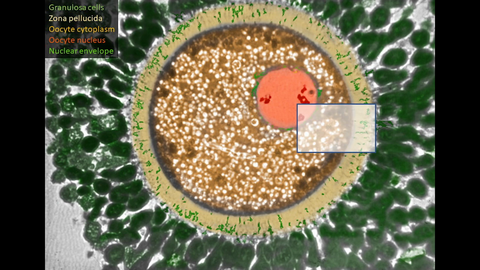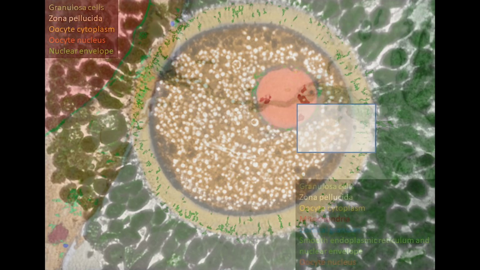Focusing on the communication between the cumulus cells and the oocyte, there has, until the onset of oocyte maturation, been close interaction through gap junctions. Zooming in, we can clearly see how long cumulus projections traverse the zona pellucida. This intimate communication is broken following the onset of oocyte maturation.